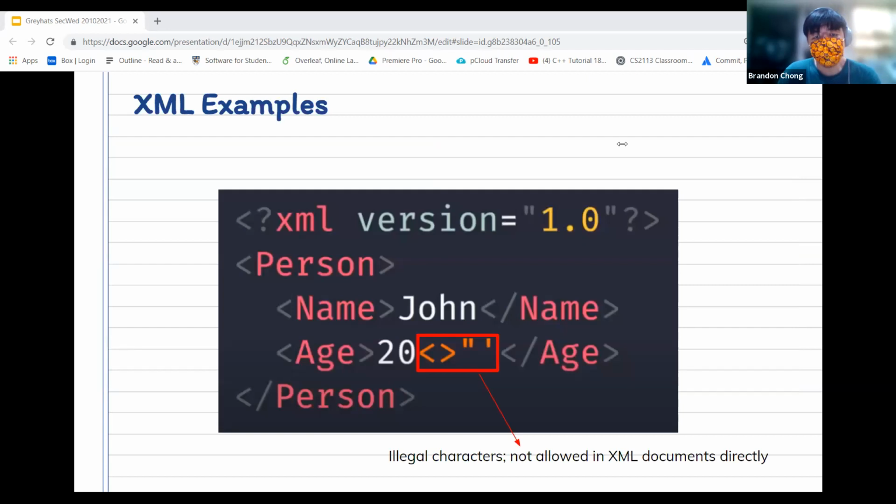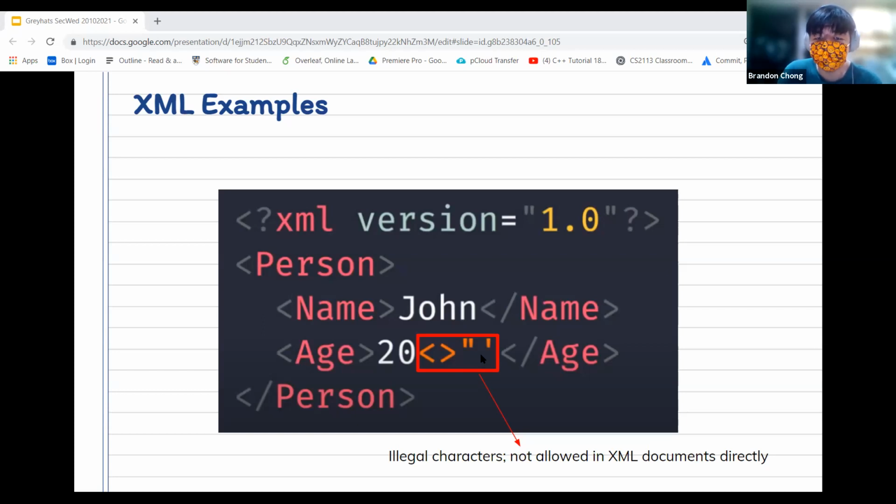Okay. So for XML documents, there are a few syntactic rules which you need to adhere to. Firstly, the text must be case sensitive and tags must match one another. That means if you open a tag called name, you need to make sure that you close this tag with the same name. You cannot just open it and then go off and do something else. The document will become malformed. Also, special characters such as angle brackets and quotes are not allowed in XML documents directly.